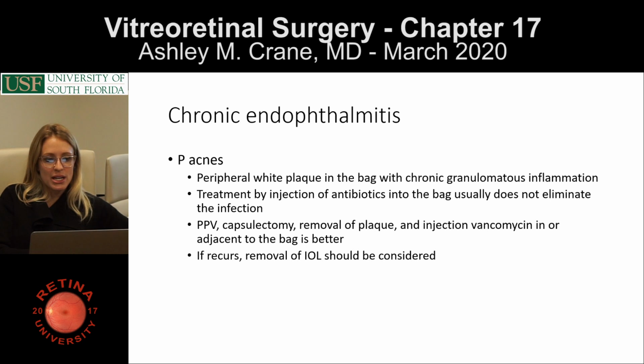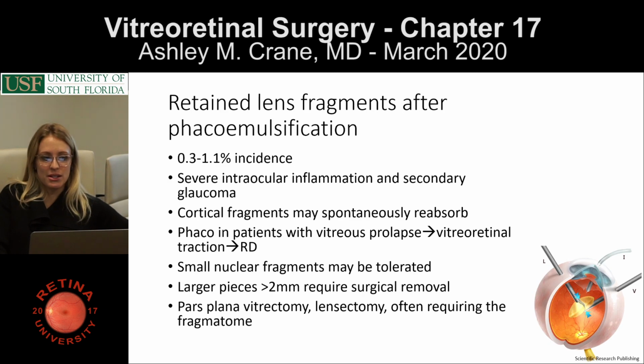So chronic endophthalmitis, this is definitely a BCSC question. You see this peripheral white plaque in the bag, and it causes granulomatous inflammation. So it's very fastidious and hard to treat. I think it just has this biofilm, and it is not fixed with just an intravitreal injection, even though you'd think that it would be. So oftentimes you have to do a vitrectomy, remove part of the capsule, and then inject, and if it recurs, then sometimes you have to explant the lens.